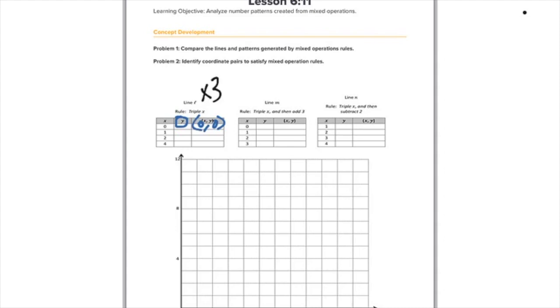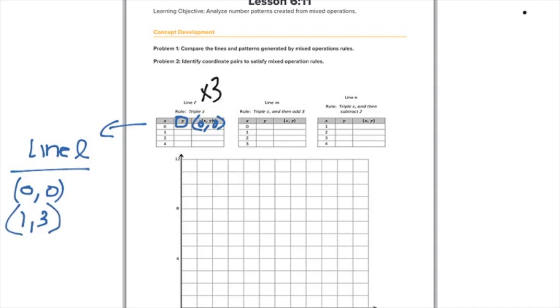It's really hard for me to write right there, so I'm going to move this over, and I'm going to write my line L right over here. That is a cursive L. Okay, so we have 0, 0. Then it tells us that our X is 1. If we know that it's triple X, we're going to say 1 times 3, and so we're going to have 1 and 3 as our coordinate point. It tells us X is 2, 2 times 3, 2, 6, and it tells us X is 4.